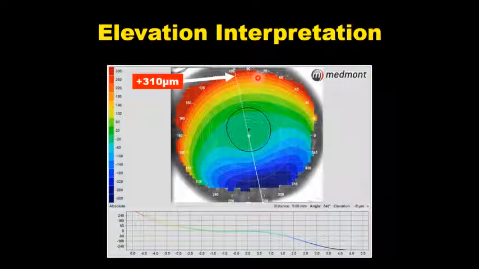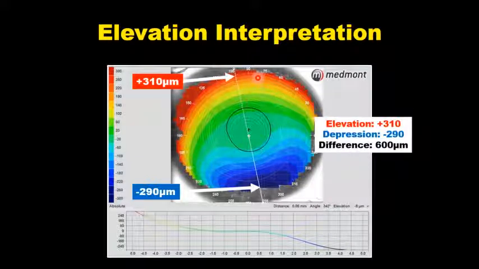Now, the elevation map is one that we don't use with great frequency, but it actually has a lot of value. The elevation map tells you where the eye is high and where the eye is low. In this case, we see the eye has about 310 microns of elevation, or the highest point on the surface along this white axis line is approximately 310 microns up, or increased elevation, whereas this inferior point is 290 microns below the elevation sphere, below the reference point.